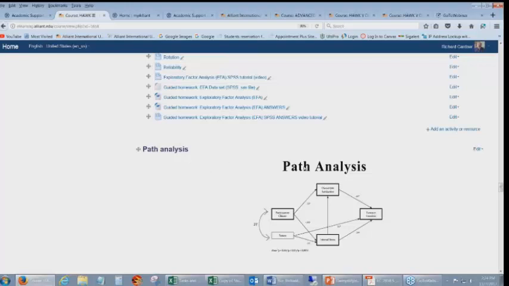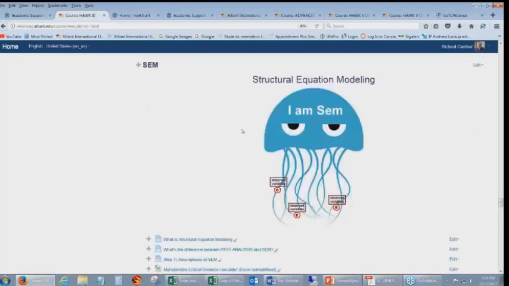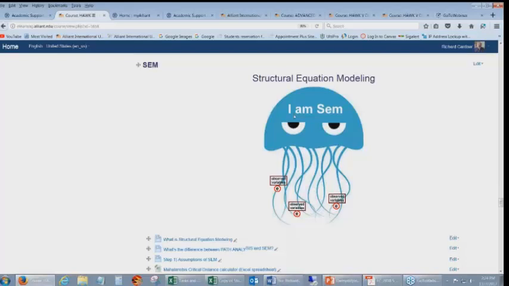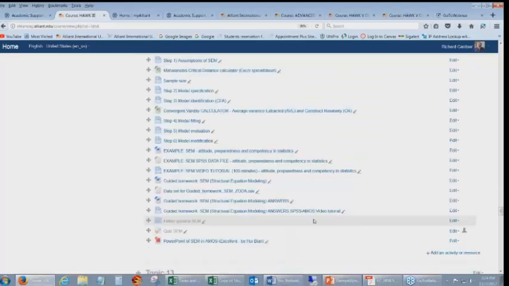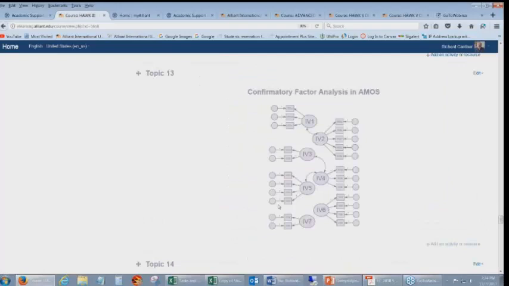And then path analysis, which is from Amos, which is another software program, part of the SPSS. And then we ended up with the hardest statistical test known to man, the structural equation modeling. And I tell you, this one is a killer. But it's all here, right? I do three different structural equation modelings. Same thing, guided homework, what I expect them to know, how to run it, how to get the answers. And there's a confirmatory factor analysis, which, again, because nobody asked, I'm not going to do it.